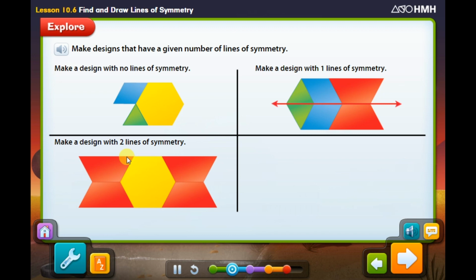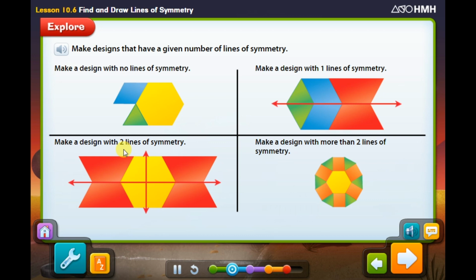How many lines of symmetry does it have? This design has 2 different lines of symmetry. Now, let's make a design with more than 2 lines of symmetry. This design consists of 6 triangles, 6 squares, and a hexagon. How many lines of symmetry does this design have?